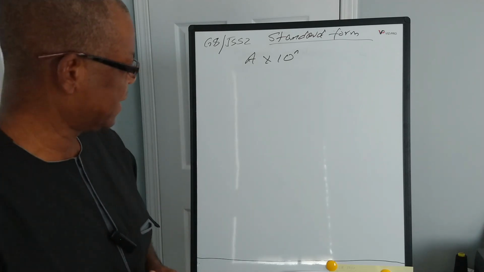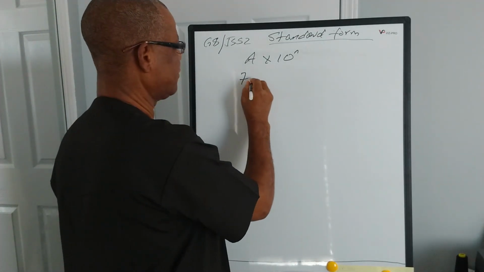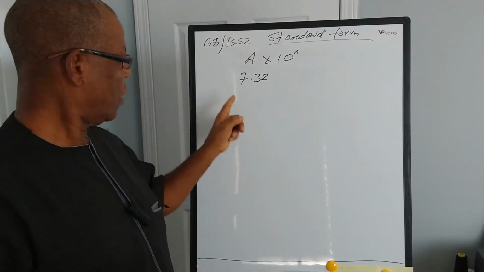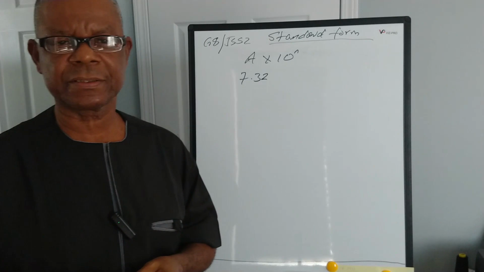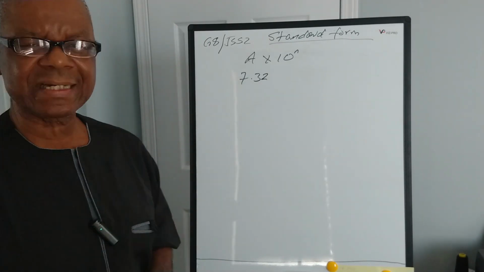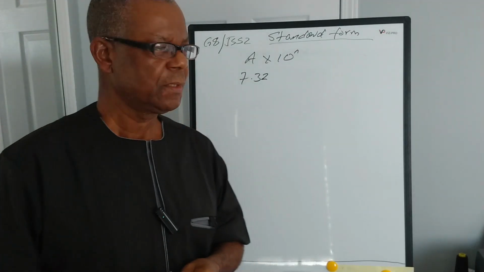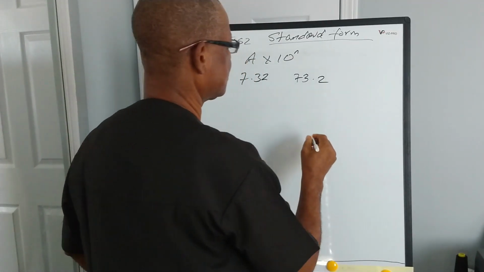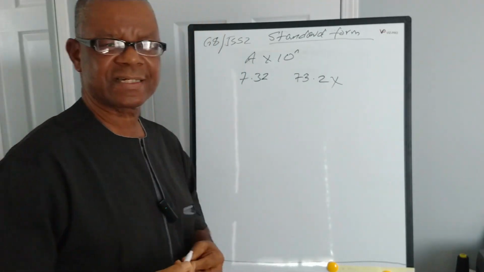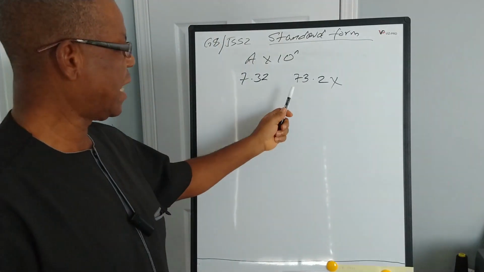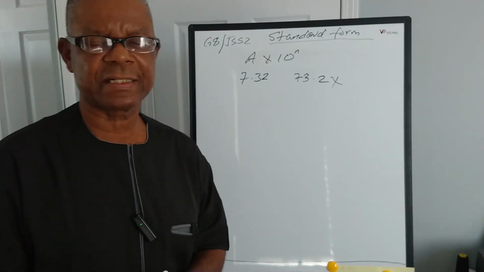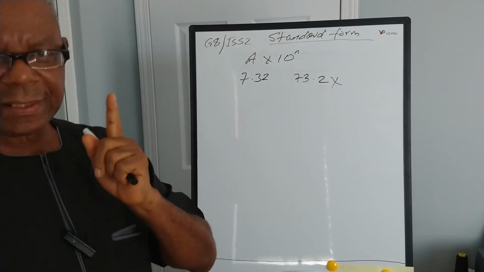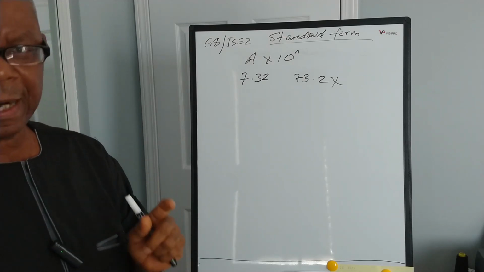What do I mean by that? We have 7.32. This is one digit before the decimal point, and so this is in standard form format. But something like 32.2 is not in standard form. Why? Because we have 2 digits before the decimal point. So a standard form must have one digit before the decimal point.